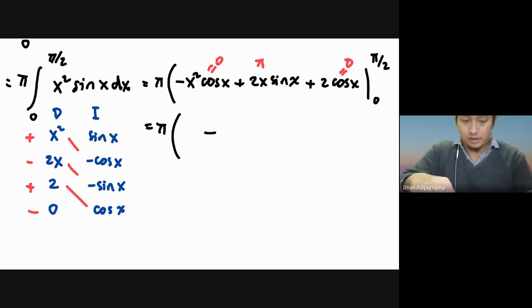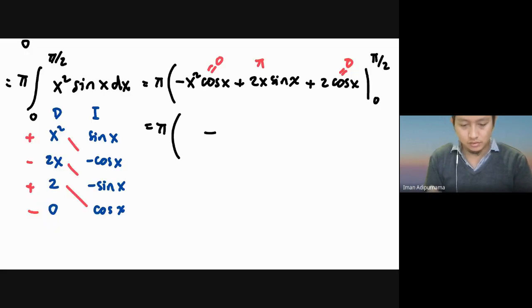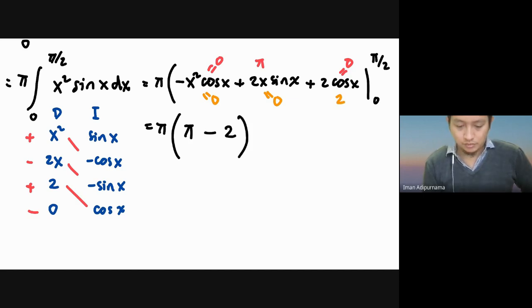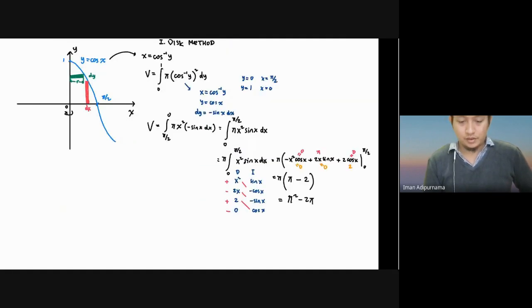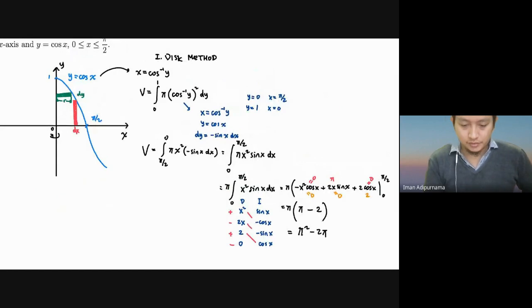Okay, I think I can write for a while. Sorry. So pi, and then the 0. Let me take different colors. 0 will be 0, 0, and this will be 2, right? So this will be 2. So this will be equal to pi squared minus 2 pi. This is this method. Okay.